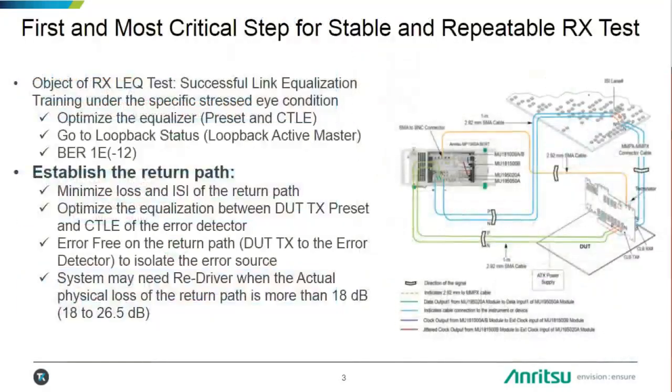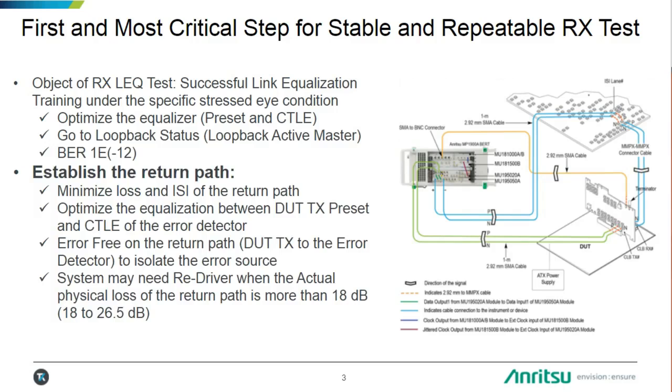The first and most critical step for a stable and repeatable receiver test is the return path. You need to establish the return path and make sure there are no errors from your DUT TX to the error detector of the BERT. So minimize the loss and ISI of the return path. But the CTS already specifies how to make this connection.